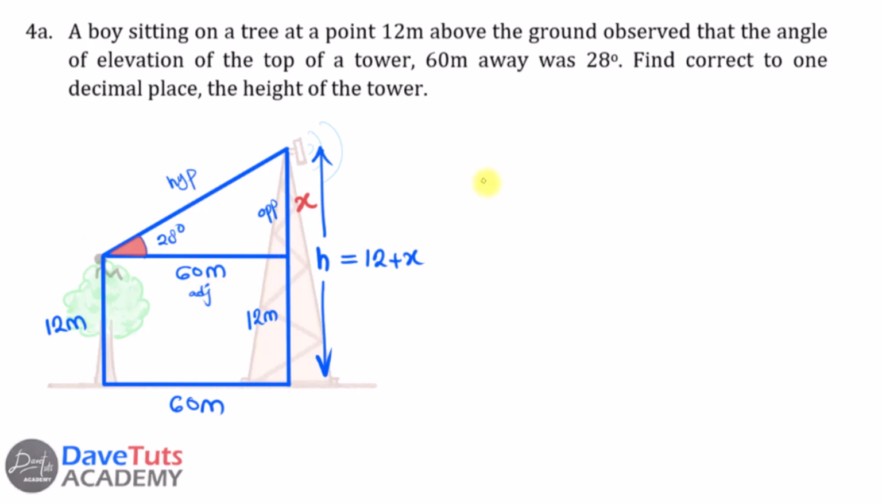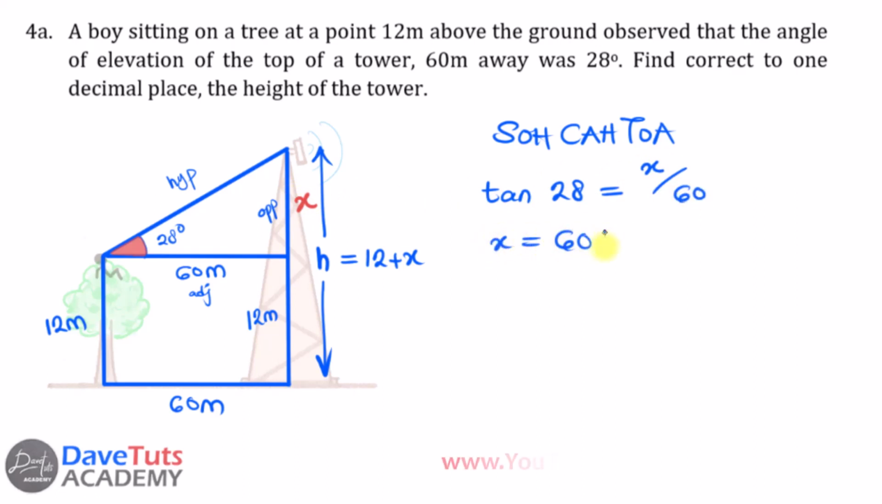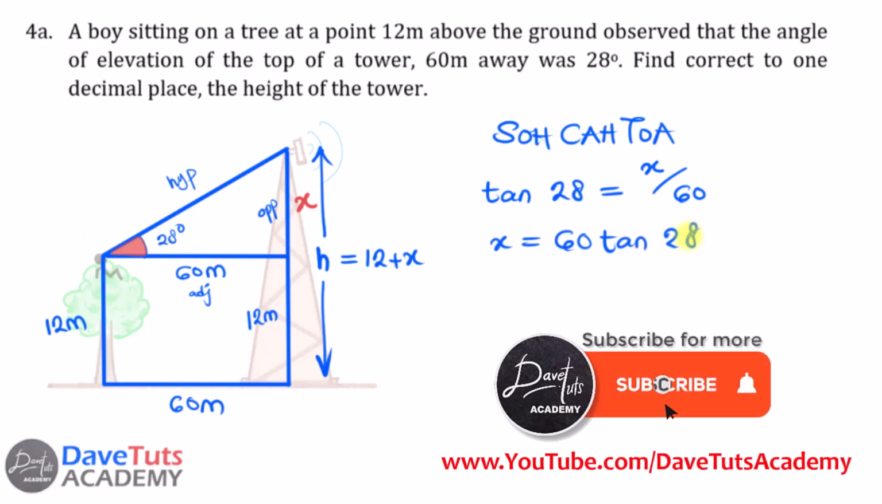So SohCahToa can help us to solve this very wonderfully, because we know that we are looking for the opposite, but we have the adjacent. What trigonometric ratio relates the opposite and the adjacent? It is tan, so from here we can say tan 28 is equal to the opposite, which is x that we are looking for, over the adjacent, which is 60, so that our x will be 60 tan 28. So we can use our calculator to evaluate that.